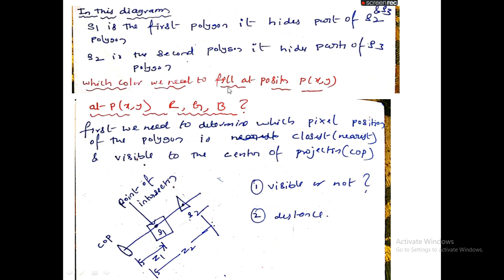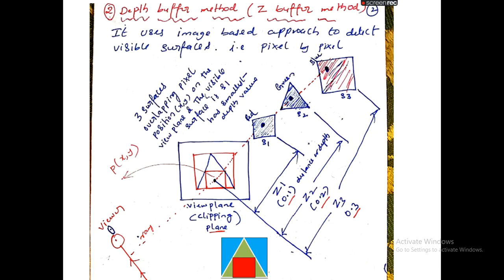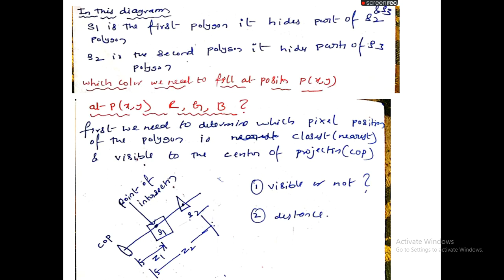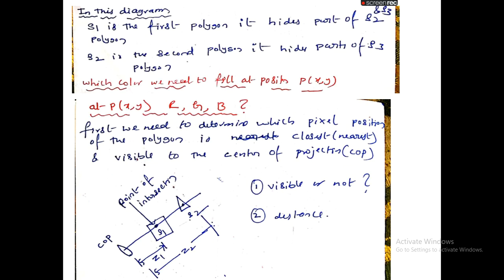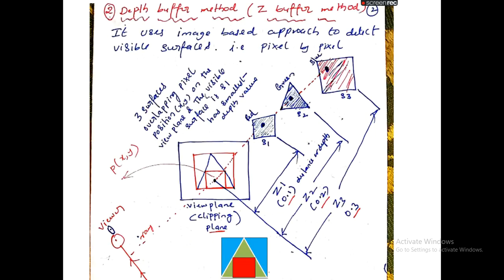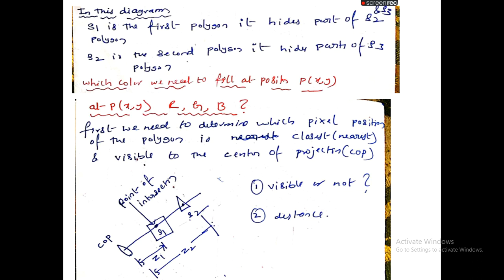Now I am summarizing the concepts I explained in the previous diagram. S1 is the first polygon. It hides part of surfaces S2 and S3. Similarly, S2 is the second polygon, and it hides part of the S3 polygon. Now, same question: which color do we need to fill at the position P of x comma y?